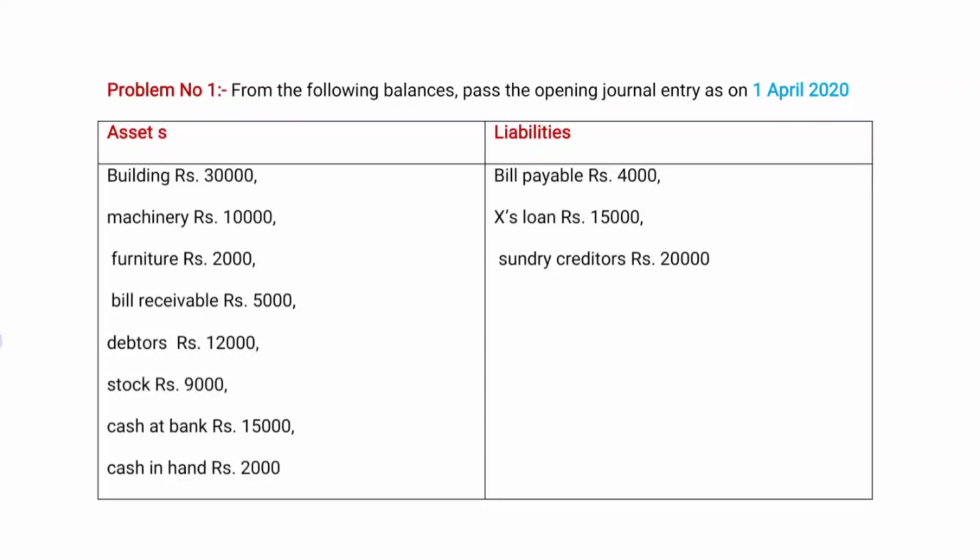Now the given assets are on one side and liabilities on the other side, as we already discussed. The assets are buildings, machinery, furniture, bills receivable, debtors, stock, cash in hand, cash at bank. Now the liabilities are bills payable, X loan, sundry creditors. Now we are going to pass journal entries in the books of the opening journal.